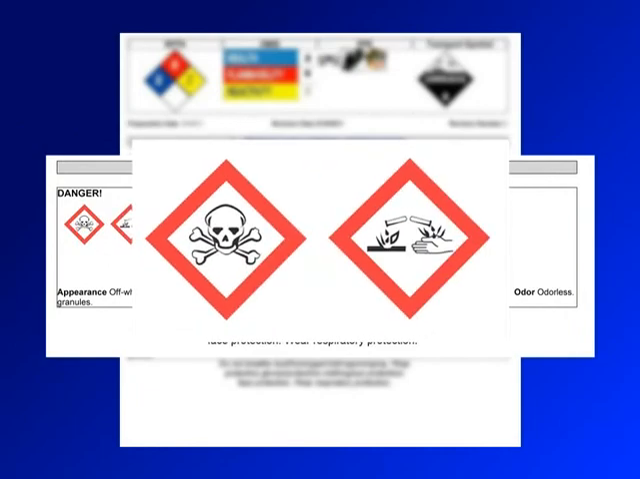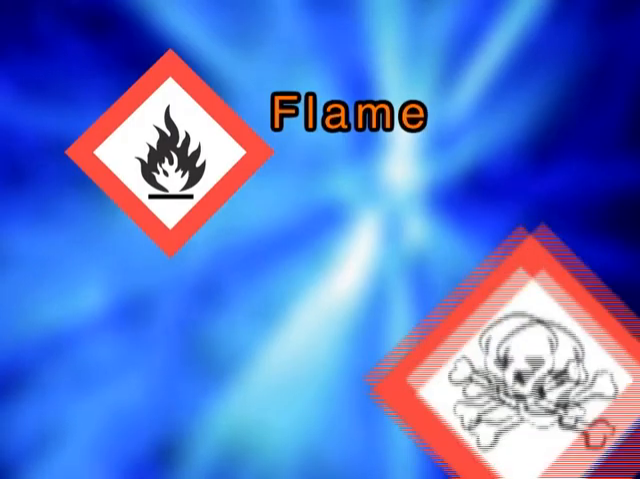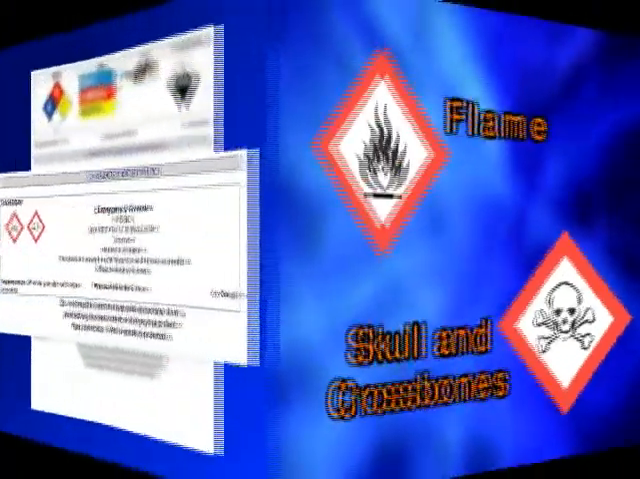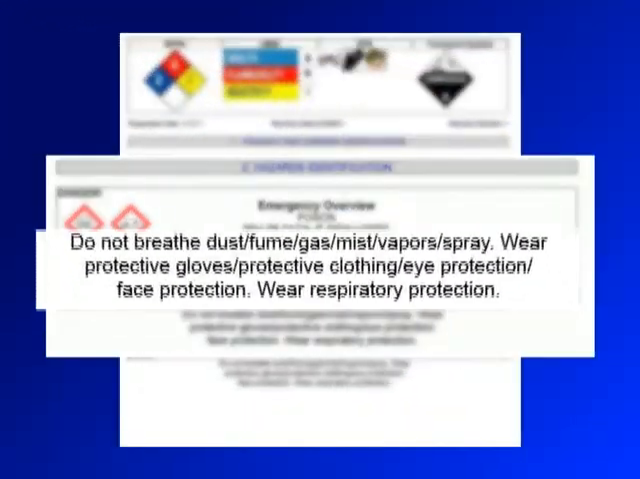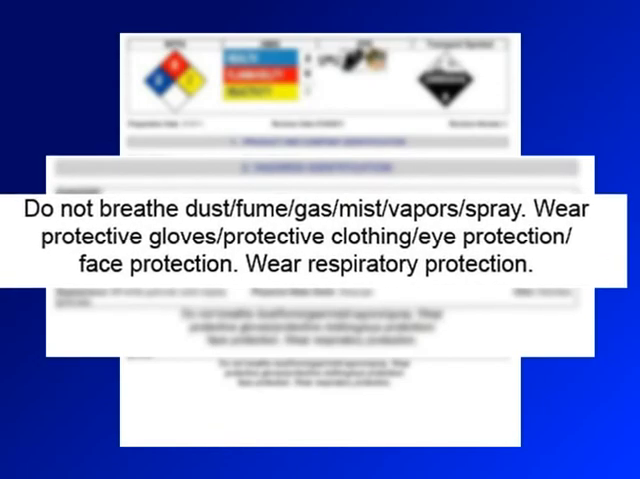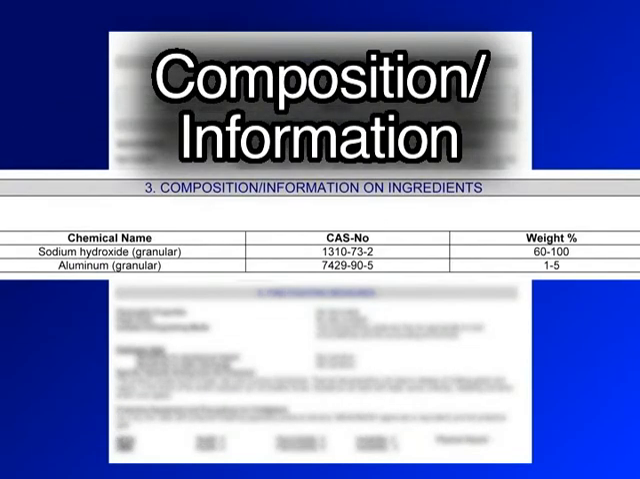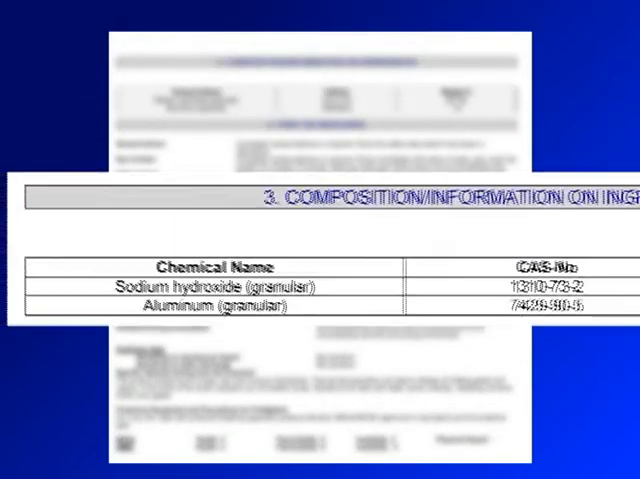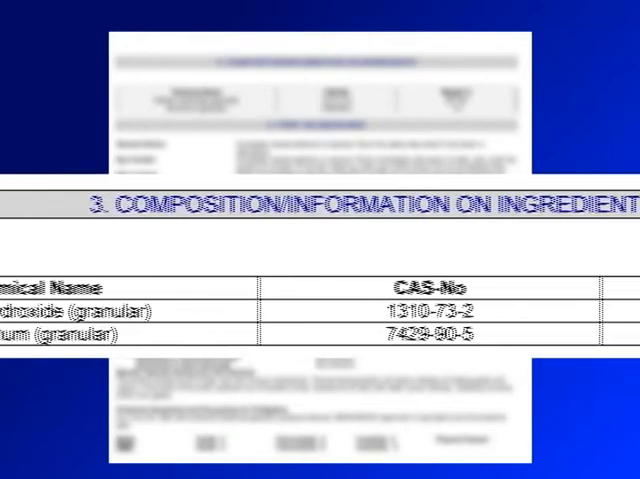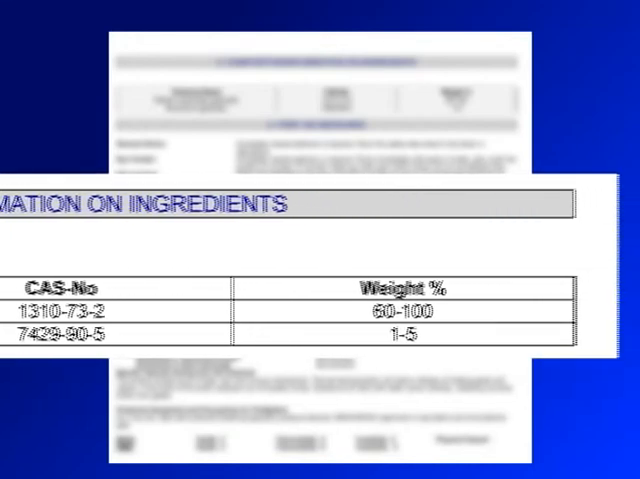Symbols, which may be graphical in nature or the name of the symbol, for example, flame, skull and crossbones. And precautionary statements that recommend measures to be taken to minimize or prevent adverse effects resulting from exposure or improper storage or handling. Section 3. Composition information on ingredients.